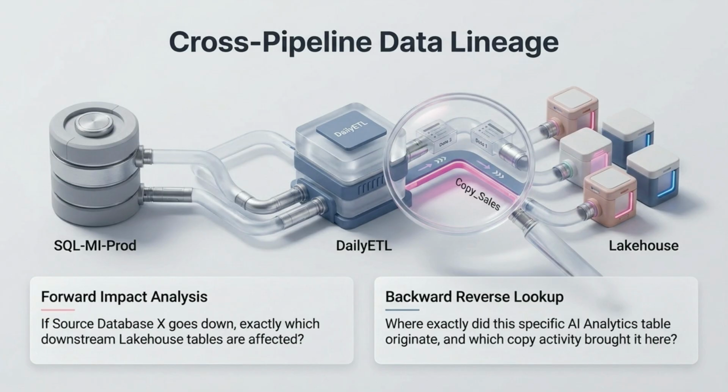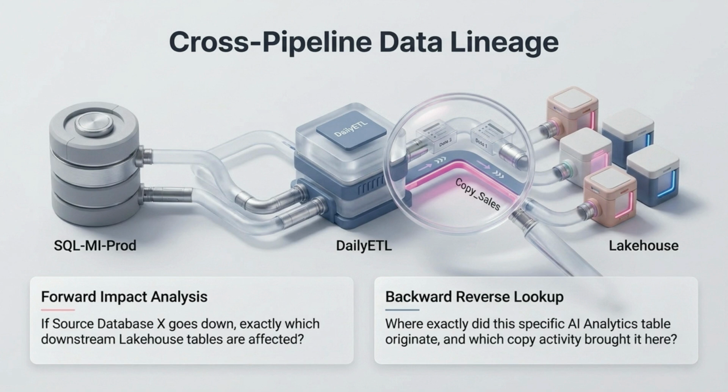Data pipelines can be complex, and when something breaks, time is of the essence. That's where our cross-pipeline data lineage comes in. Think of it as a GPS for your data. To the left, we have forward impact analysis. This is our early warning system. If a source like SQLMI goes down, we don't have to guess. We know exactly which downstream tables are at risk before the issue even hits.